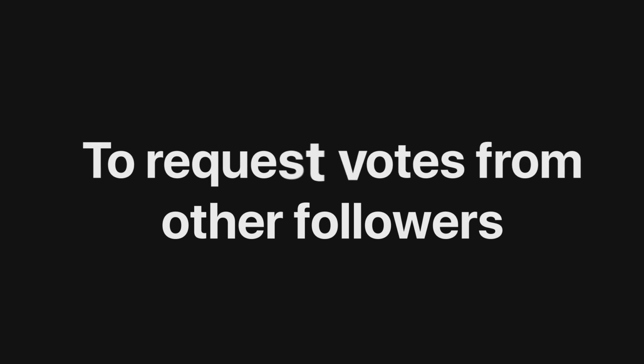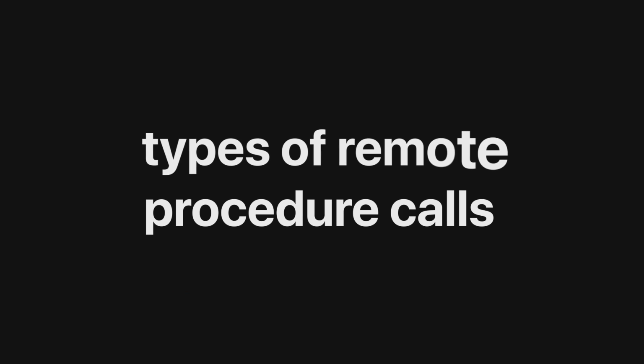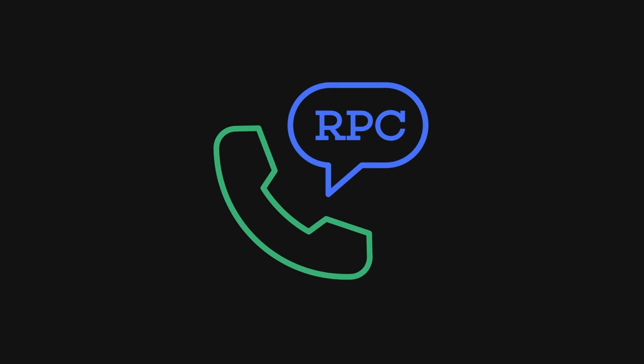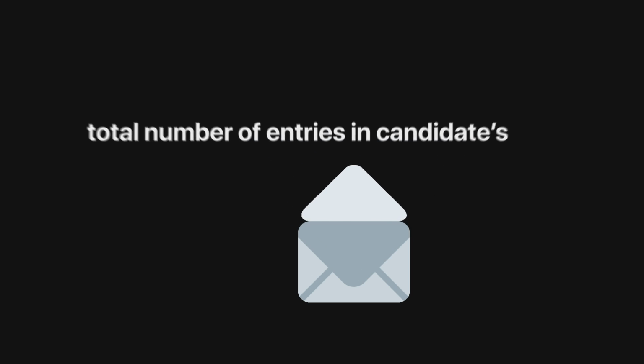To request votes from other followers, the candidate sends a request votes message to them and waits for them to reply back with their votes. Request votes is one of two types of remote procedure calls, or RPCs, that's employed by the Raft protocol for in-cluster communication. The message includes information about the total number of entries in a candidate's log and the term of the latest entry.